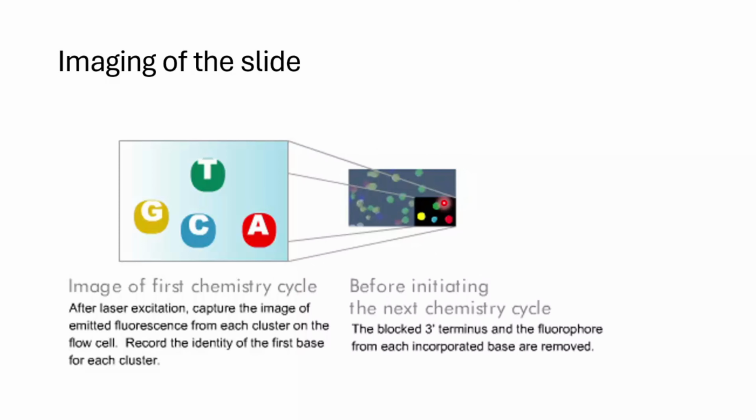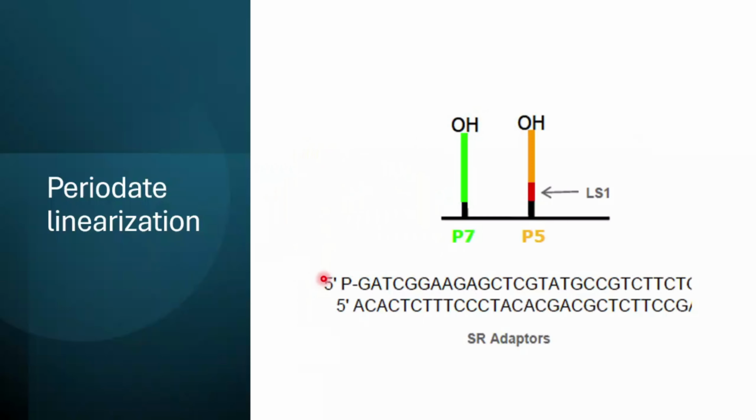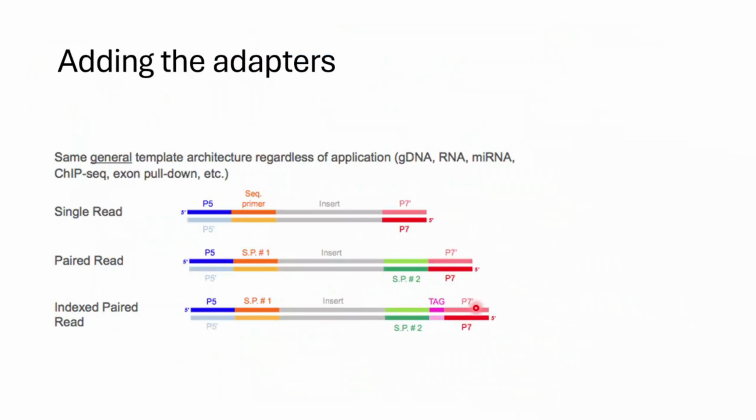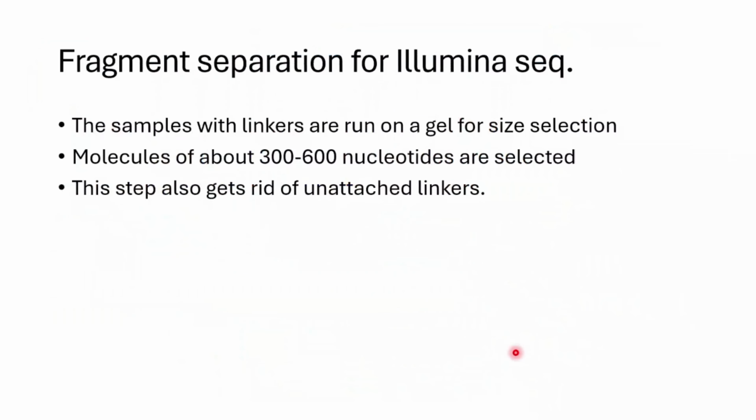One way to kind of prevent these problems is by having these adapters here that are barcoded. This allows you to index your DNA sequences, and you can sequence different fragments at the same time.